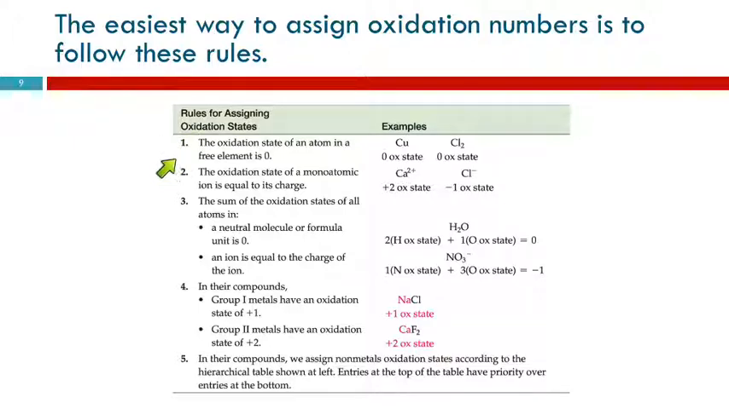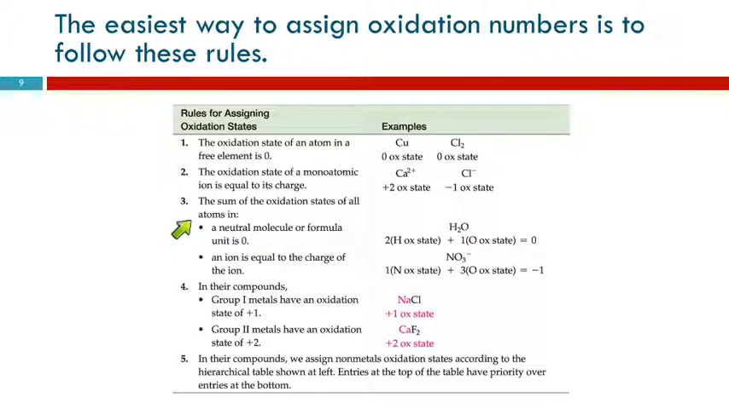So the oxidation state of an atom in a free element is 0. So if you have just the element, like copper, or chlorine, which is diatomic, the oxidation state is 0. And that corresponds with the charge of those atoms or molecules. The charge is 0. Okay? The oxidation state of a monatomic ion is equal to its charge. So calcium ion has a 2+ charge and a +2 oxidation state. Chloride ion has a 1- charge, a -1 oxidation state.